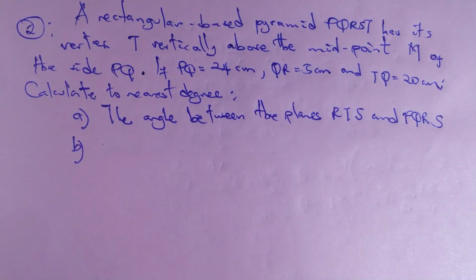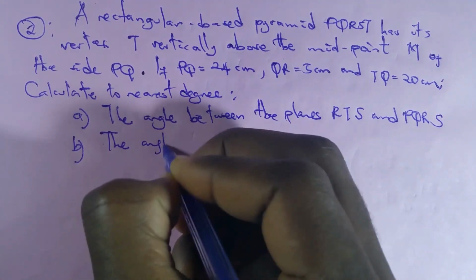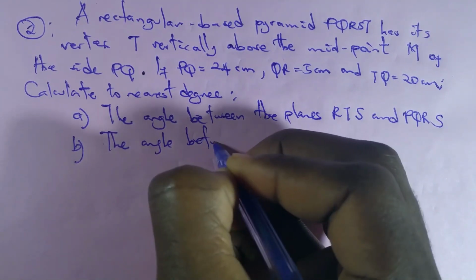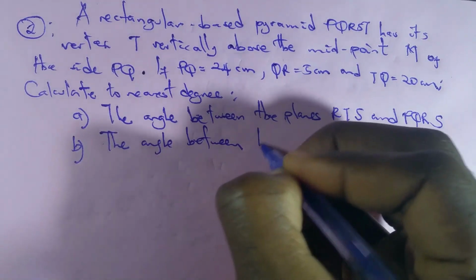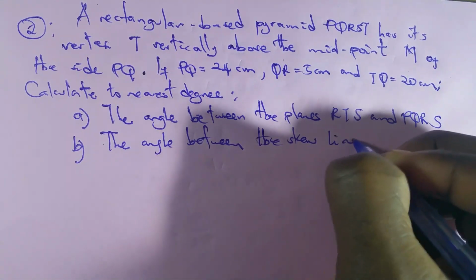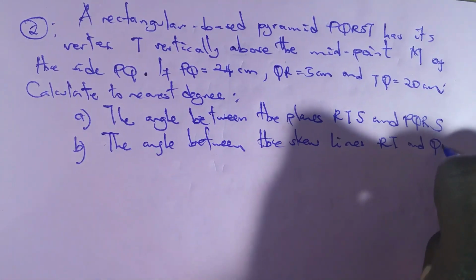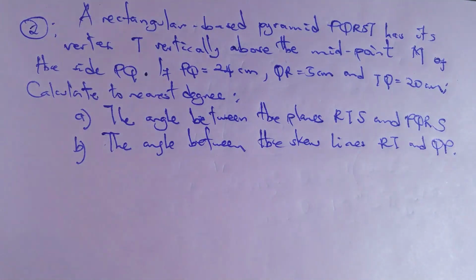Okay, so the second part of that question will be the angle between, let's find the angle between skew lines. The question says the angle between the skew lines RT and QP. We have to interpret that question in terms of a drawing.